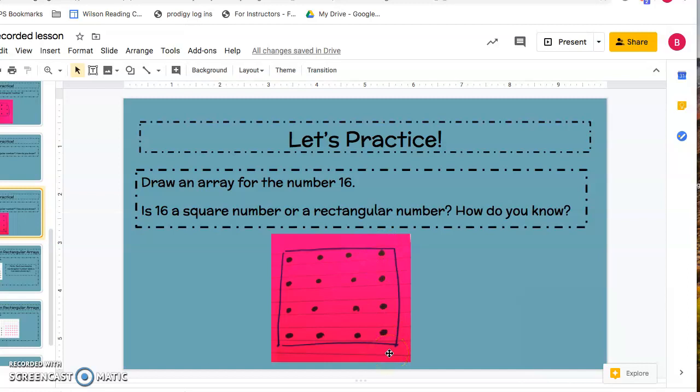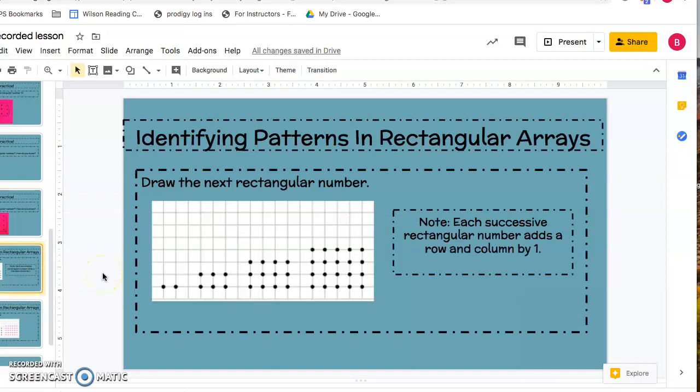So today we're going to work on identifying square numbers and rectangular numbers. But we're also going to work on identifying these through patterns. So let's take a look. When identifying patterns in rectangular arrays, we often add an increase by rows and by columns. Each time you're increasing by a rectangular array, you increase by 1 row and by 1 column.